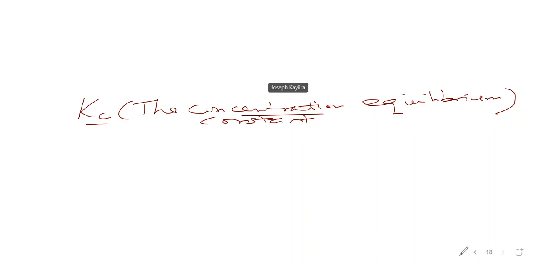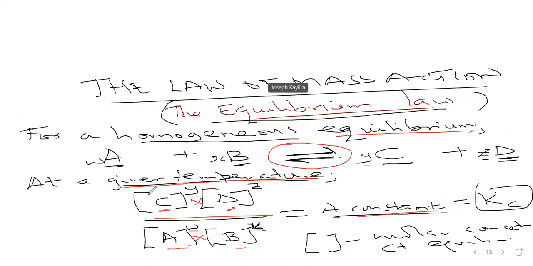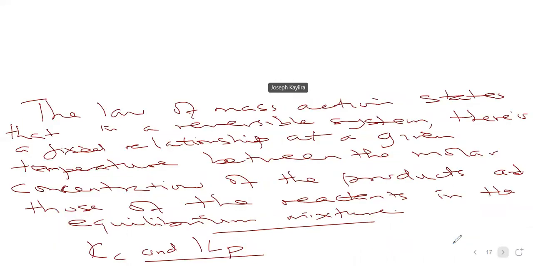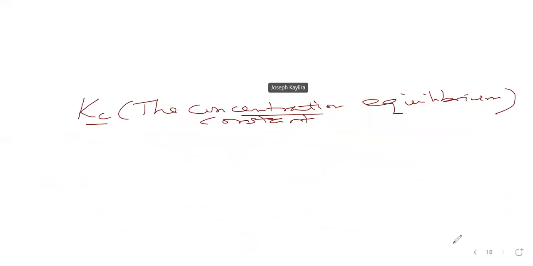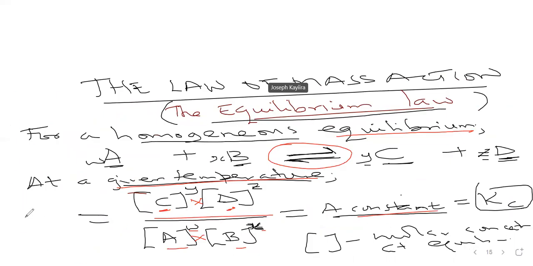Just as we have stated in our law here, if the equilibrium constant is written in terms of molar concentrations, then it is Kc. If it's written in terms of partial pressures, as we shall see later, then it is Kp. What is Kc? In other words, what is the concentration equilibrium constant by definition? We just get it from this expression here.